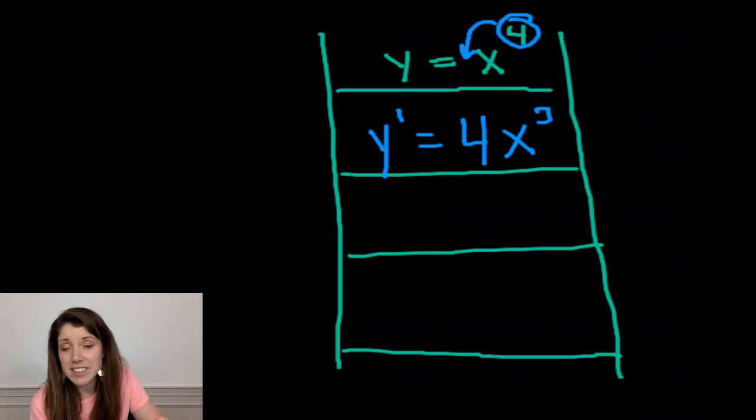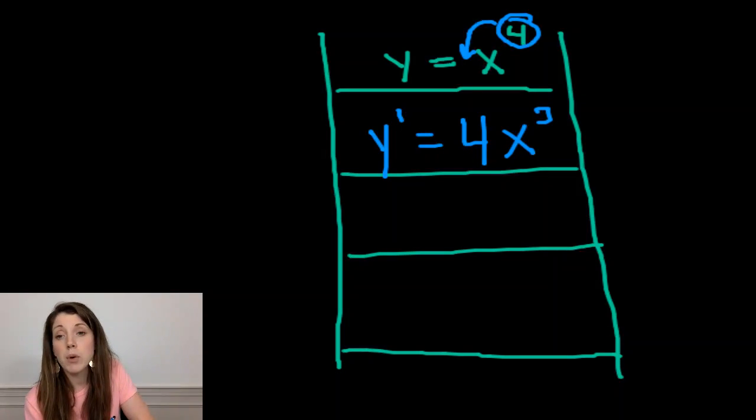That's the derivative. Isn't that a beautiful thing? Watch how easy this is to keep the process going. Let's say we don't want just y prime, which remember is the first derivative. What if we want the second derivative? We're just going to do it again.